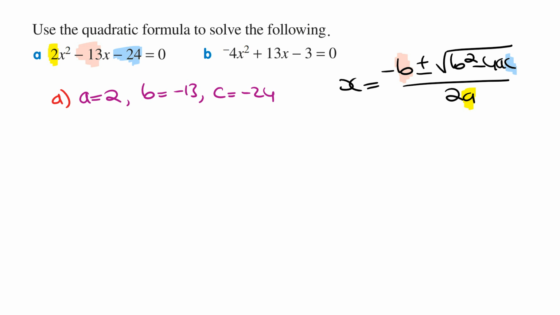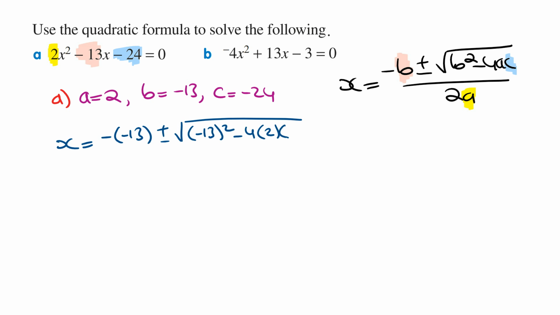From here, what we need to do is sub these values into the formula, then simplify it and solve for x. Subbing this in, x is equal to minus b, so minus minus 13, plus or minus the square root of b squared, so minus 13 squared, minus 4 times a, which is 2, times c, which is minus 24, all over 2 times a, so 2 times 2.